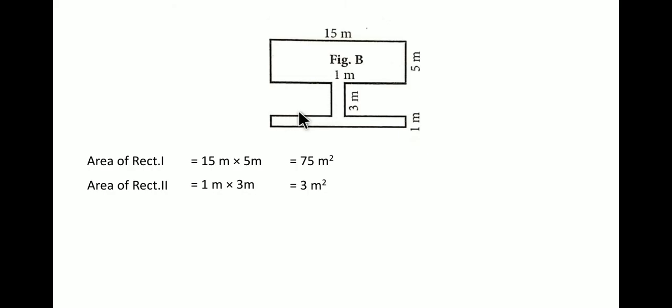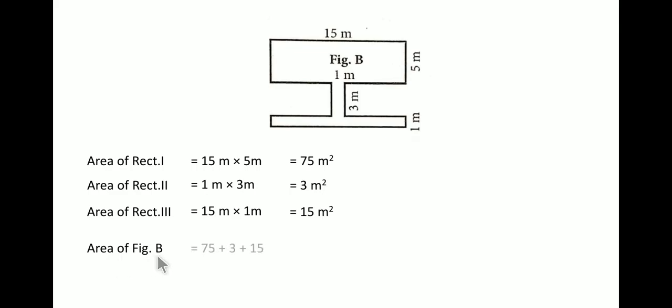Then we have the third rectangle, this one, where the breadth is equal to 1 meter and the length is equal to this length, 15 meters. So the area of this rectangle is 15 meters into 1 meter, which is equal to 15 meter squared. These are the areas of the three rectangles, and if you add them up, it will be the area of figure B, which is 75 plus 3 plus 15 meter squared.